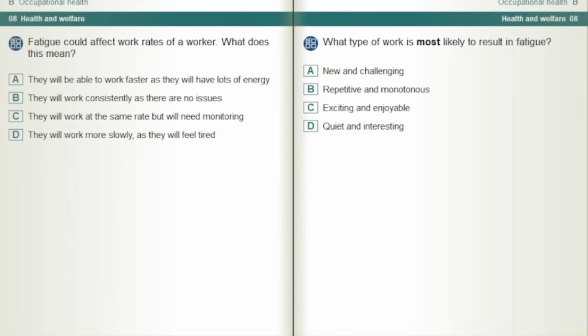Fatigue could affect work rates of a worker. What does this mean? They will be able to work faster as they will have lots of energy. They will work consistently as there are no issues. They will work at the same rate but will need monitoring. They will work more slowly as they will feel tired.